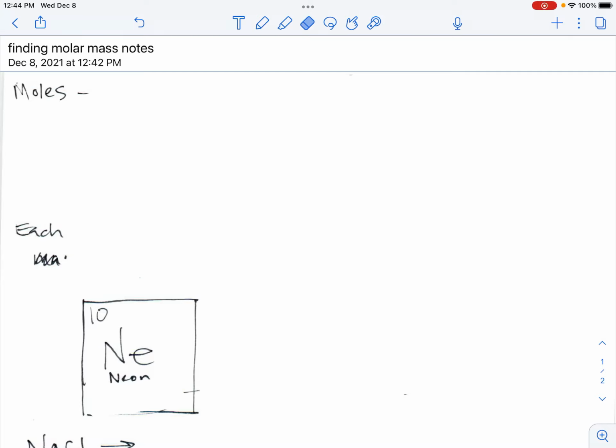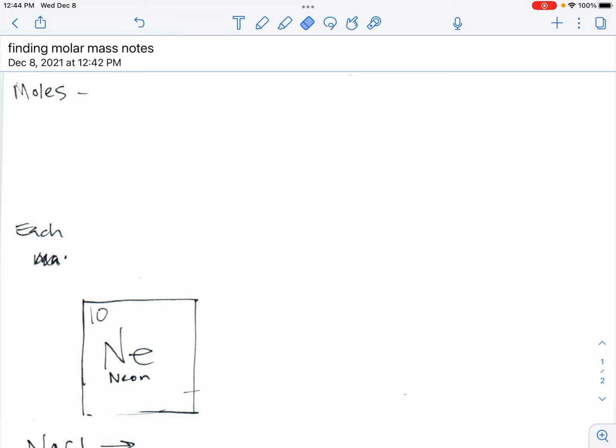Hi! So this is a short video about the counting unit in chemistry, which is called the mole. We're going to look at what it is, what it means, what the number is, and how we use it in chemistry. And we're going to use it a whole lot after today. So let's take a look at finding molar mass.